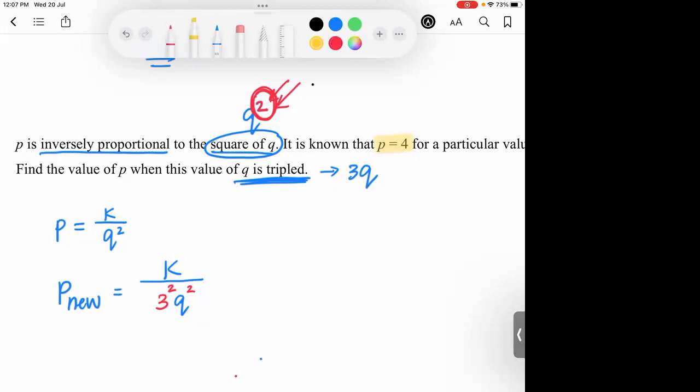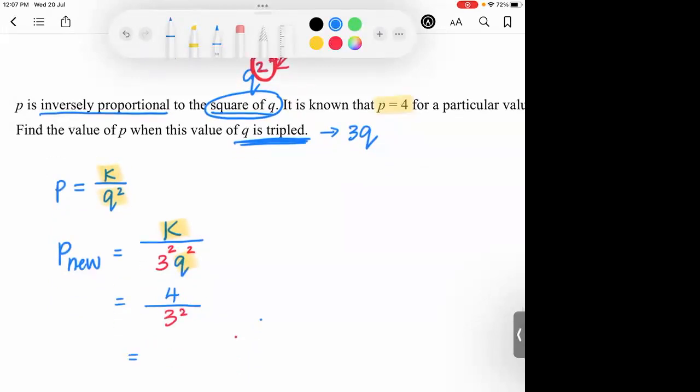Then they originally tell me P equals this. So this whole thing is now the number 4, right? So it's originally number 4. So it becomes 4 divided by 3 square. Then you get your answer. 4 divided by 3 square is a fraction. 4 over 9. Answer. That's all.